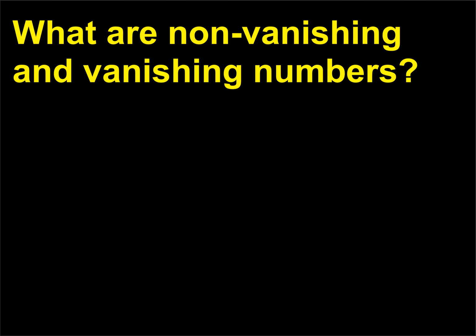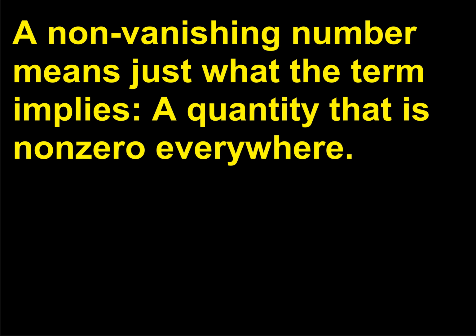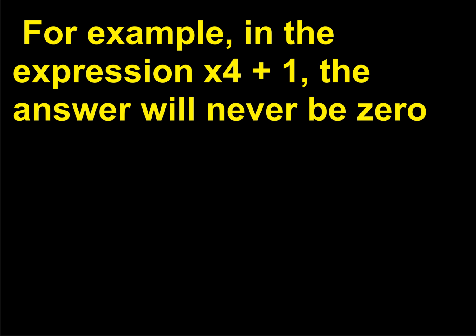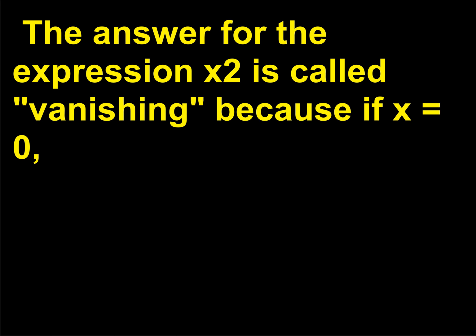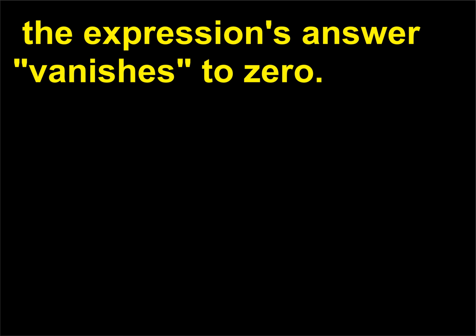What are non-vanishing and vanishing numbers? A non-vanishing number means just what the term implies, a quantity that is non-zero everywhere. For example, in the expression x^4 plus 1, the answer will never be 0, even when x is 0 or a negative number. The answer for the expression x^2 is called vanishing because if x equals 0, the expression's answer vanishes to 0.